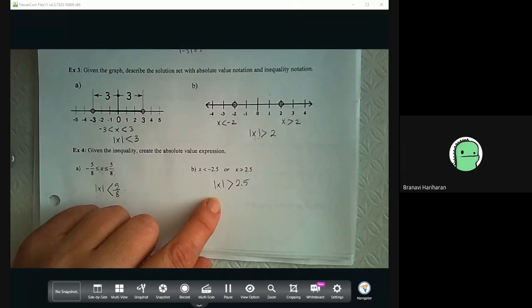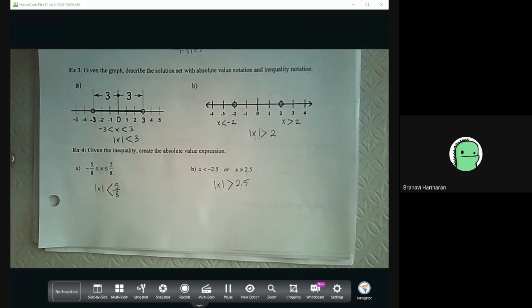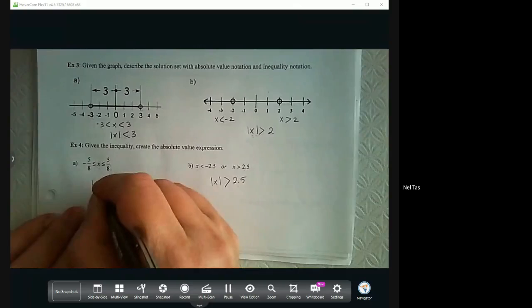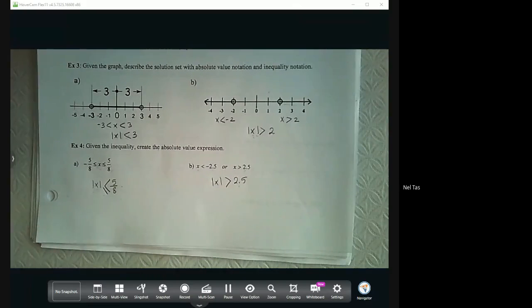For 4a, do we put the greater or less than and equal to, or just less than? Based on the question, oh, this one for a, yes, there is going to be an equal sign. Thank you for reminding. You can pick any sample value. Yes, I fixed it: less than or equal to 5/8.